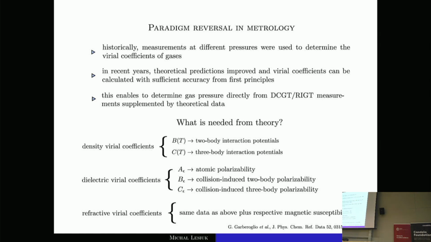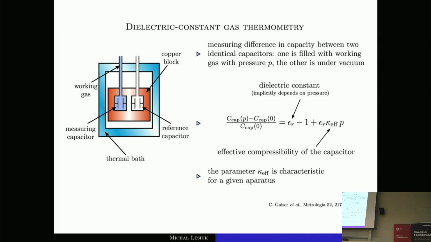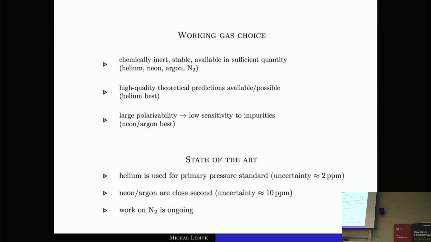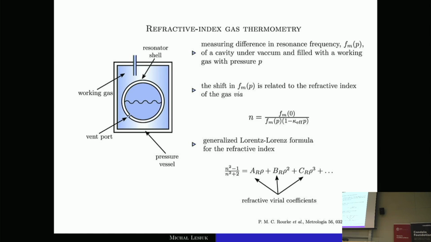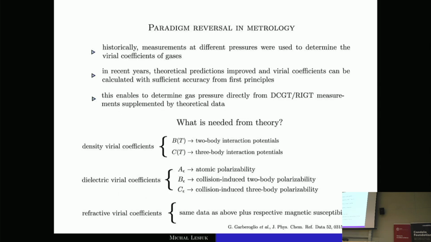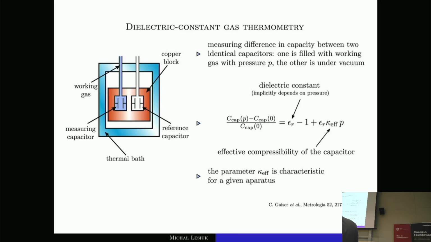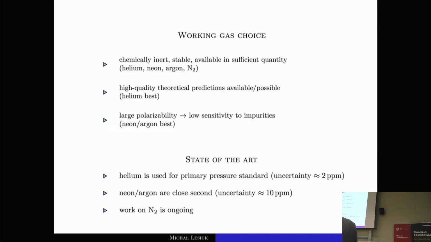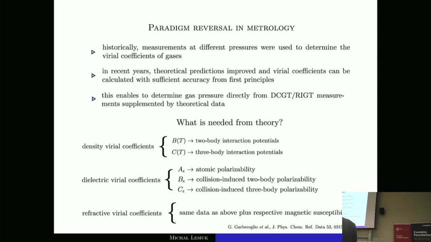And for the refractive virial coefficients, so for the virial coefficients which appear in the Lorentz formula, this refractive index, you also need the same data as above, but you also need magnetic susceptibility of this atom. And one thing I have to mention here is that all these coefficients also depend on the frequency of the laser that you use for the measurement.